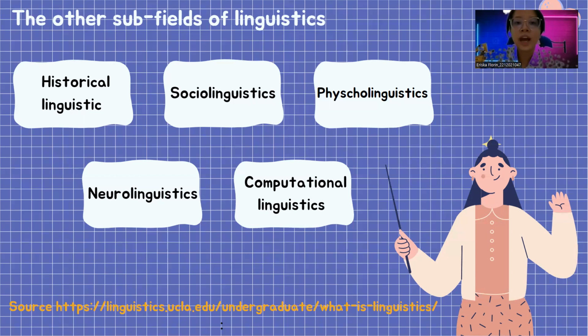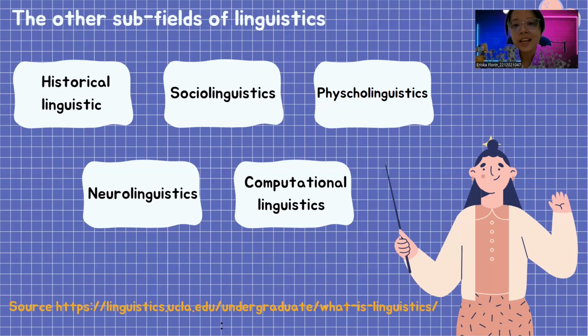And the next one, we have neurolinguistics. Neurolinguistics is the study of the neural basis of language processing and production. Neurolinguistics seeks to understand how the brain processes linguistic information and how language is represented and organized in the brain. And the last one, we have computational linguistics. Computational linguistics is an interdisciplinary field that combines linguistics, computer science, and artificial intelligence to study the computational properties of language.